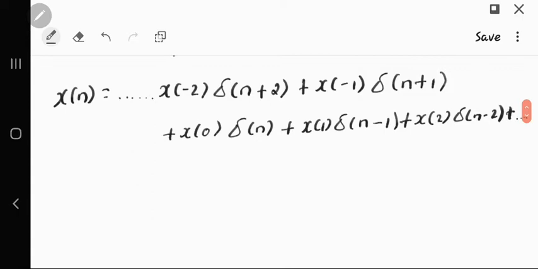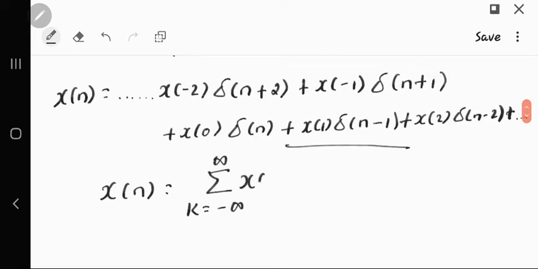Now this equation can be represented in a compact form. The above equation can be written as x of n is equal to the summation, with k taking values from minus infinity to plus infinity, of x of k delta n minus k.